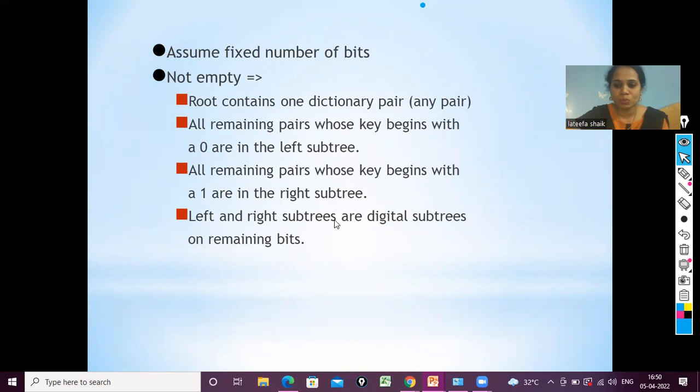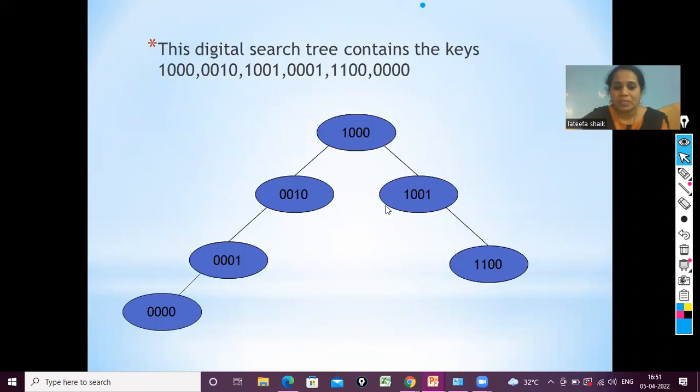After that, how you should traverse to the left or to the right is decided based on the bit values. If the key begins with a zero, we take the left move of the tree. If the digits start with a 1, we take the right move of the tree. Likewise, we divide the left subtree as well as the right subtree of the digital search tree. Look at this picture, and we will see how it can be done.